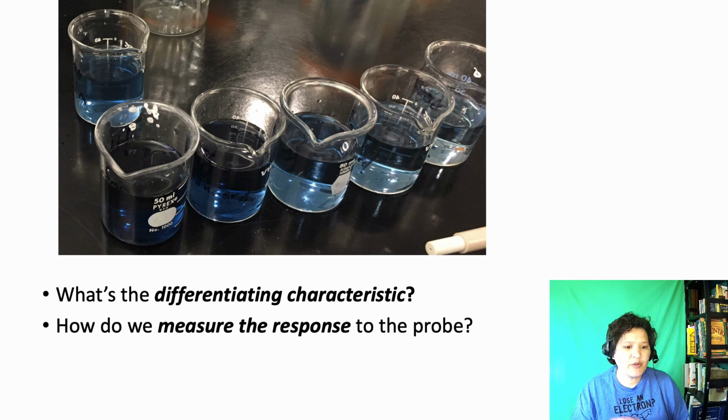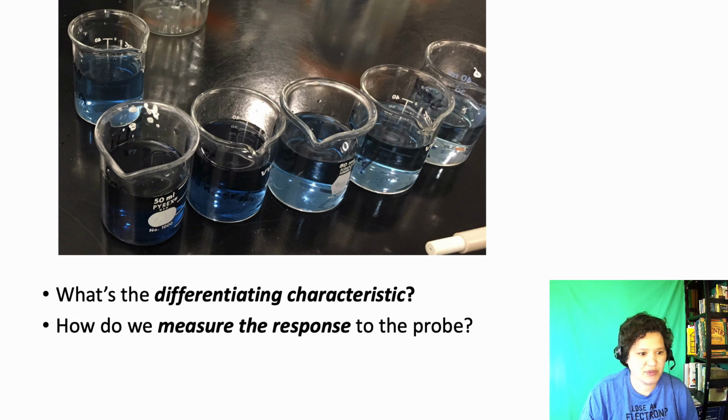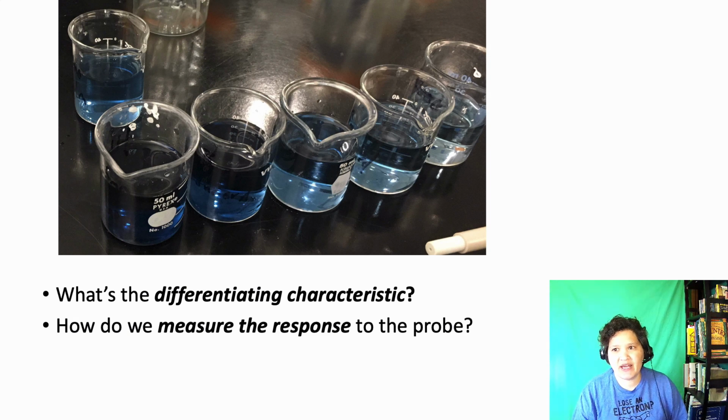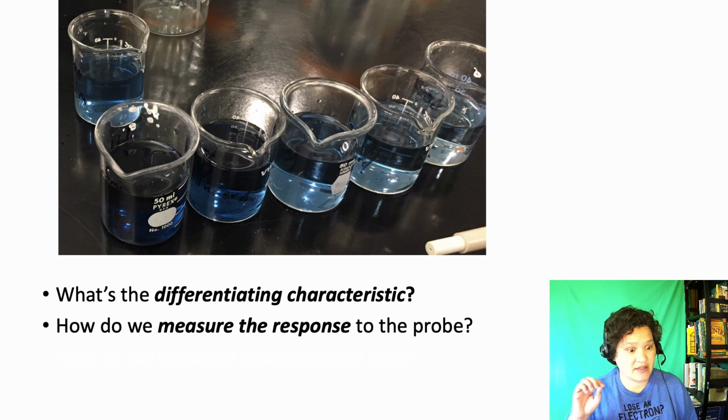Now, how would we measure the response to this probe? Right, the probe here is the colorimetric agent. The response is it turns blue. How do we measure that? We measure that with a UV vis spectrometer, and we use that to get absorbance data, right? So that's our raw measurement.